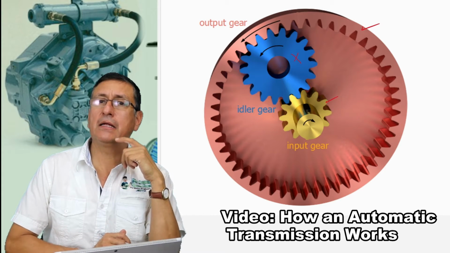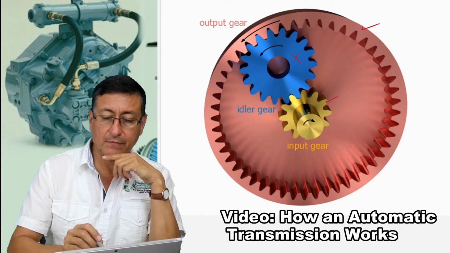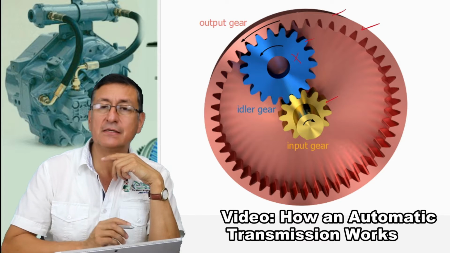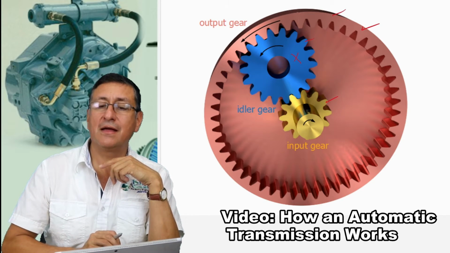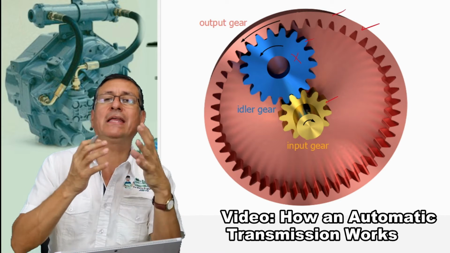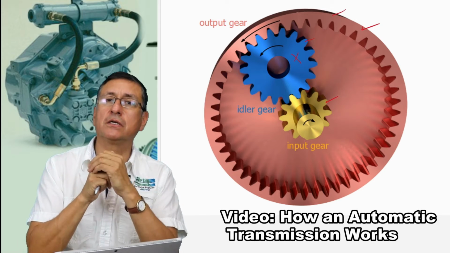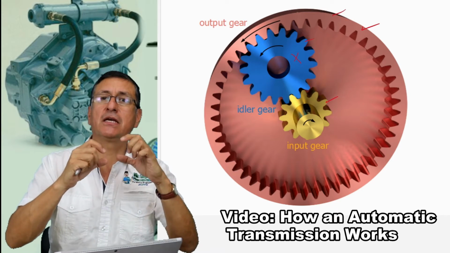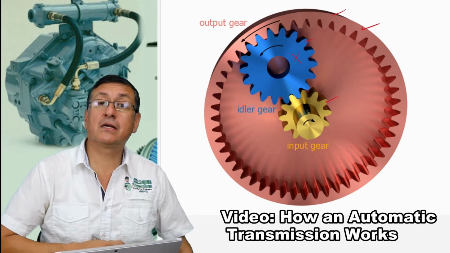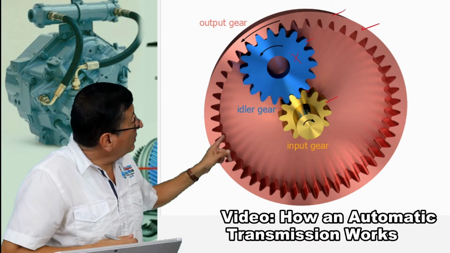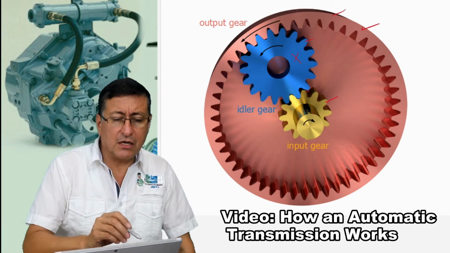I want the output, the gear ratio in between this and this. I am going to stop the sun. Depending what gear ratio I wanted, I need to stop one of those gears: the ring, the planets, or the sun. Yes, the yellow one, this in the center, is the sun. The blue ones are the planets.